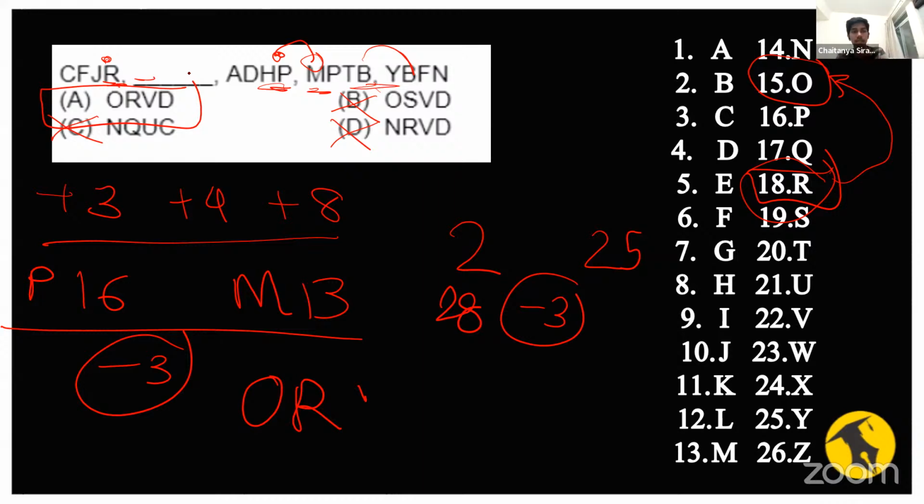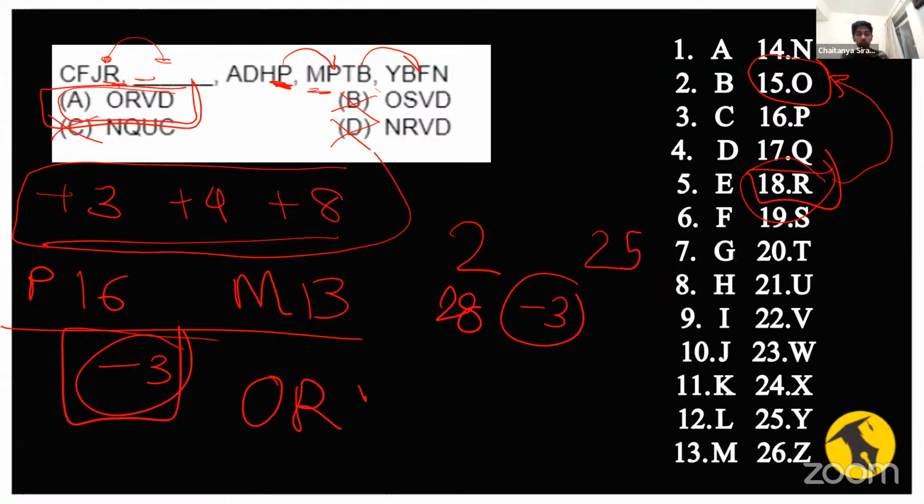Or if there's one more pattern which you can recognize here, the last letter of every term is repeated in the second one. So R should be in the second place. So you can straight away say option A is your correct answer. Okay. The logic within term was plus 3, plus 4, plus 8. And for between term, it was minus 3.